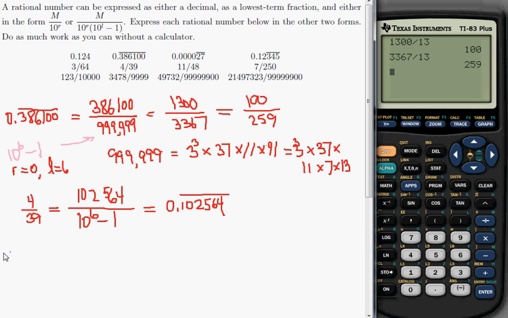3,478 divided by 10 to the 4th minus 1. Well, we can immediately write that as 0.3478 repeating.